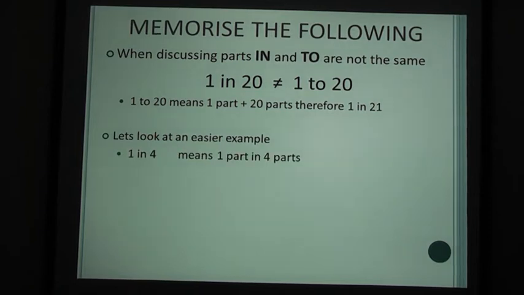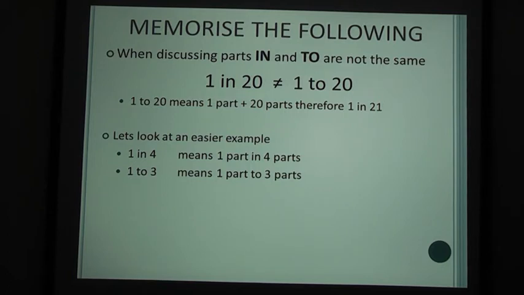1 in 4 means 1 part in 4 parts. So if you have 4 parts, one of those is your concentrate. 1 to 3 means 1 part to 3 parts. So total number of parts is 3. You've got 1 part and you're adding it to 3 parts. That's what 1 to 3 means. 1 in 4 means that you've got 4 parts and 1 of those parts is the concentrate. 1 to 3 parts means you've got 1 part of the concentrate to 3 parts of the solvent.